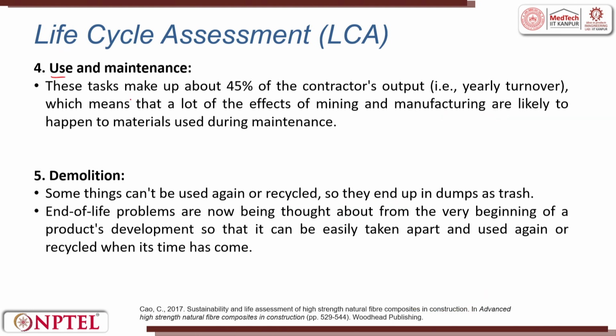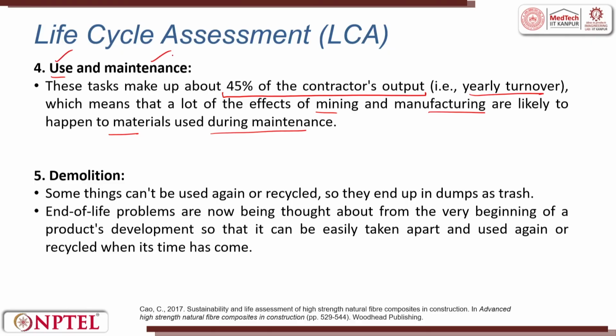Then comes use and maintenance. These tasks make up to 45% of the contractor's output. We are talking about the construction only. Yearly turnover, which means that a lot of effects of mining, manufacturing are likely to happen to materials used during maintenance. When I say use, a car is manufactured, a scooter is manufactured. Before manufacturing, raw materials come from different parts, plastic material, metals, and there are certain nuts and bolts that are developed, ancillary units provide those to us. And finally, maybe the car is manufactured. This car is used by the person. During use as well, there is a lot of data. So that use and maintenance part is being discussed here.